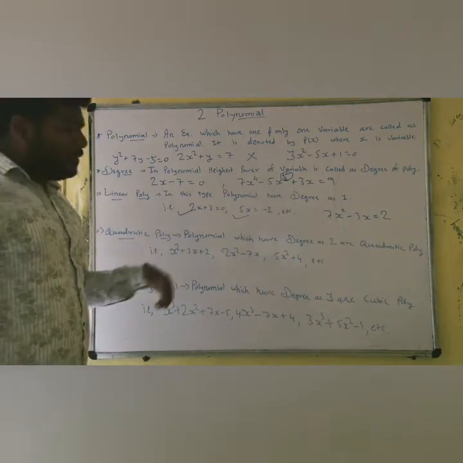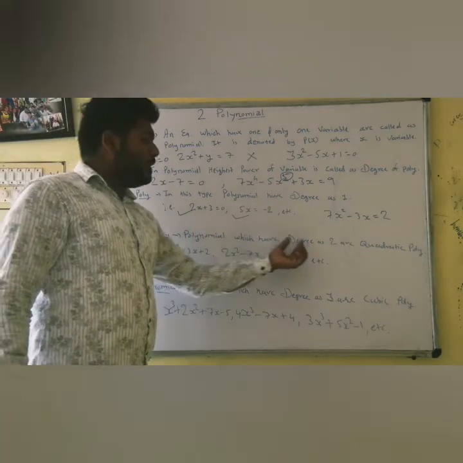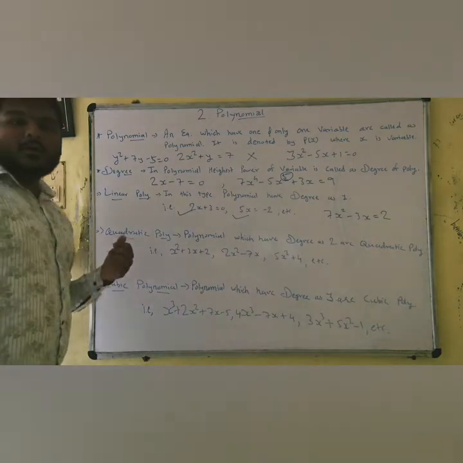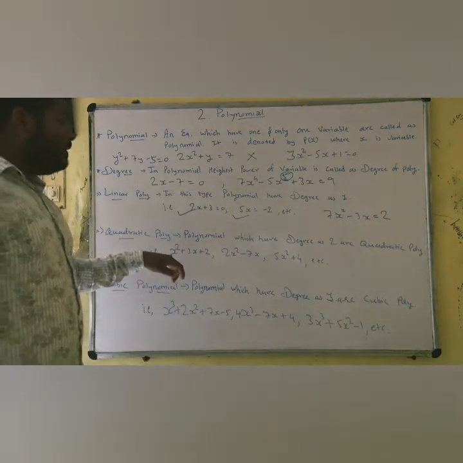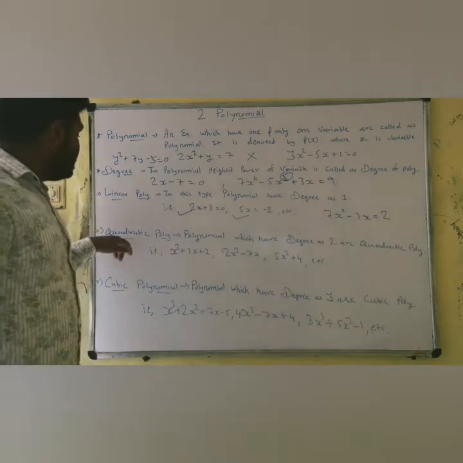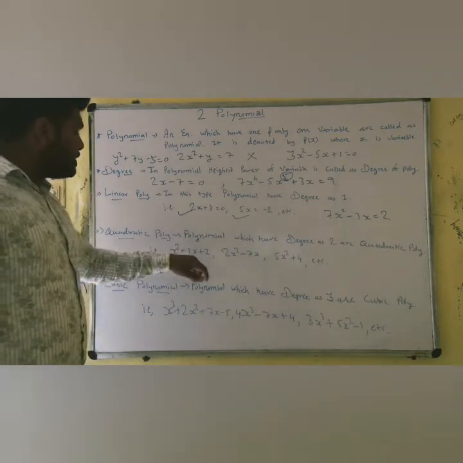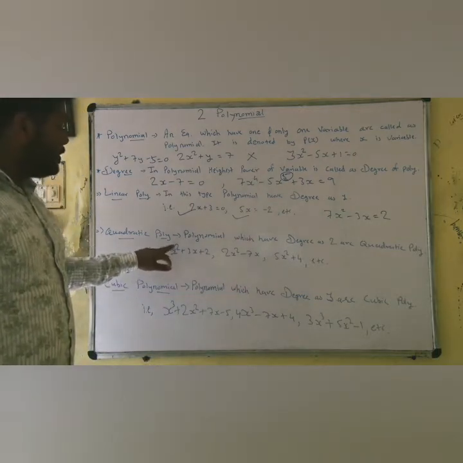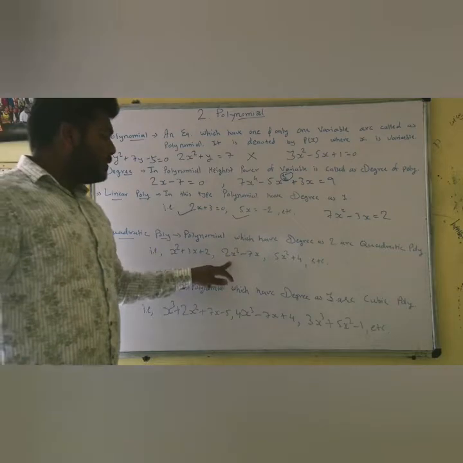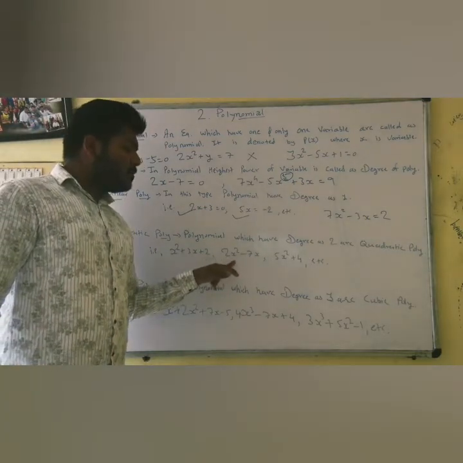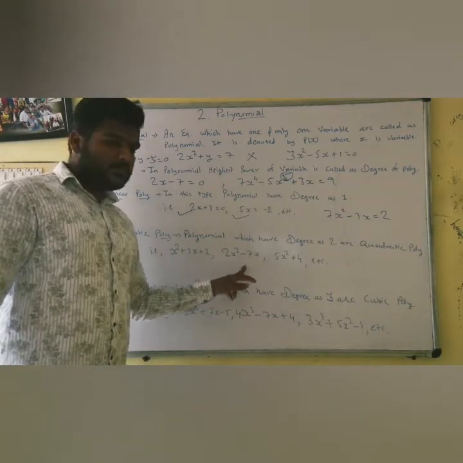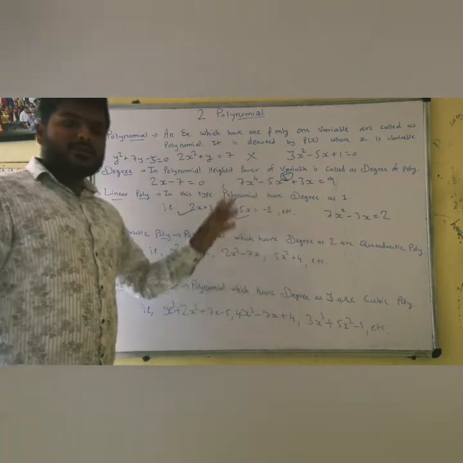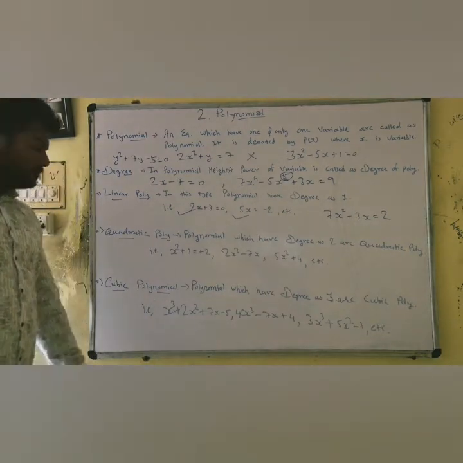Now, quadratic polynomial. When a polynomial has degree 2, meaning the maximum power of the variable is 2, then that polynomial is a quadratic polynomial. Like x square plus 3x plus 2. What is the maximum power of x? 2. So it is quadratic type. Okay, 2x square minus 7x. Maximum power of variable 2. So it is quadratic type. 5x square plus 4. Again maximum power is 2. So it is quadratic type. Understood everyone?